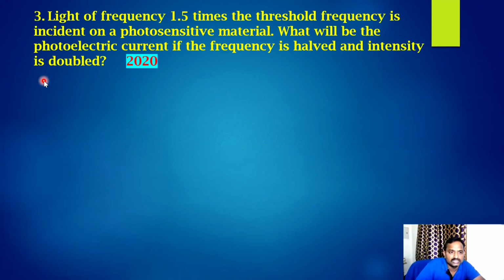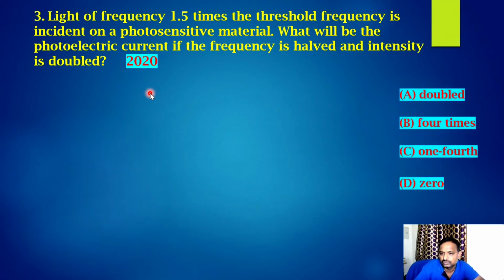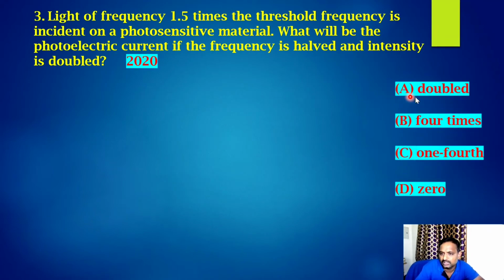Here the third question. Light of frequency 1.5 times the threshold frequency is incident on a photosensitive material. What will be the photoelectric current if the frequency is halved and intensity is doubled? It was given in 2020. Here the options. Option A: doubled, option B: 4 times, option C: 1/4, and option D: 0.